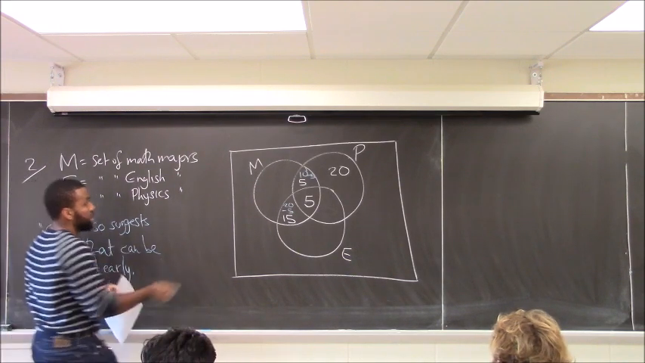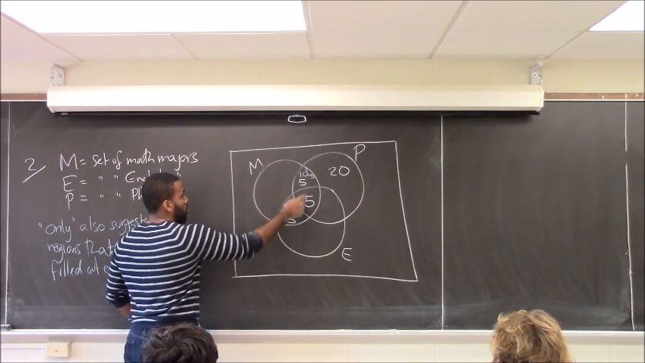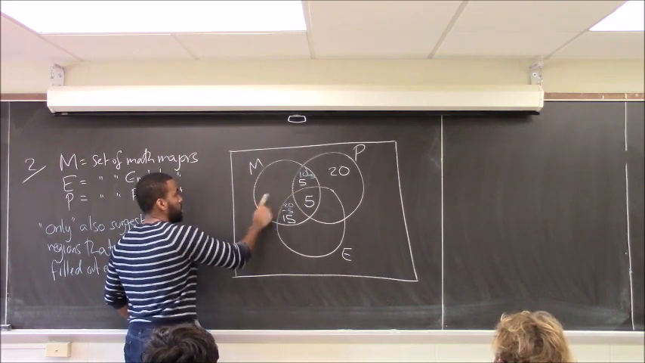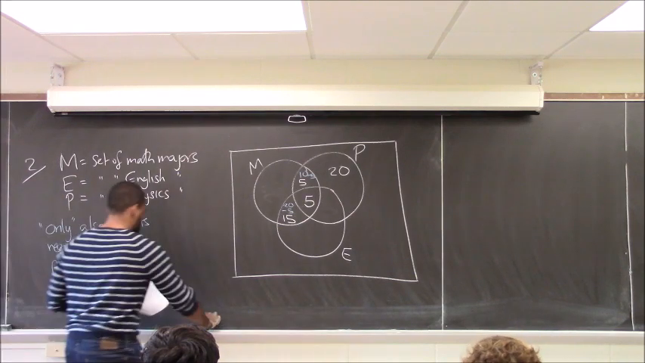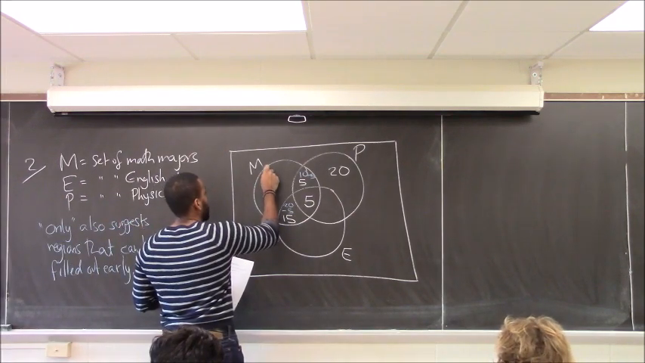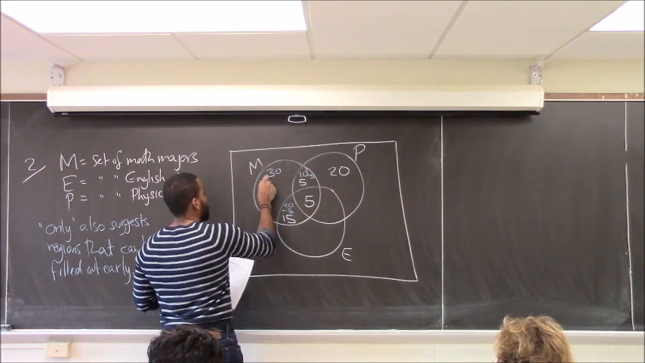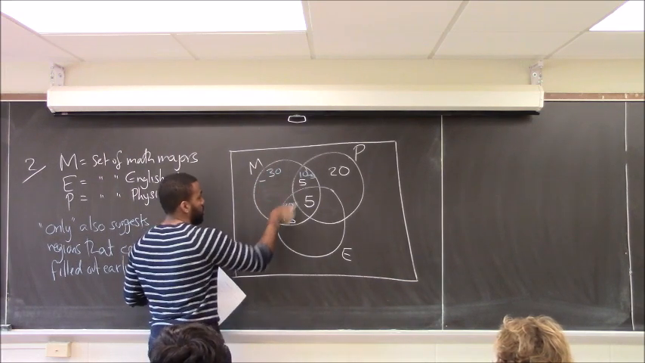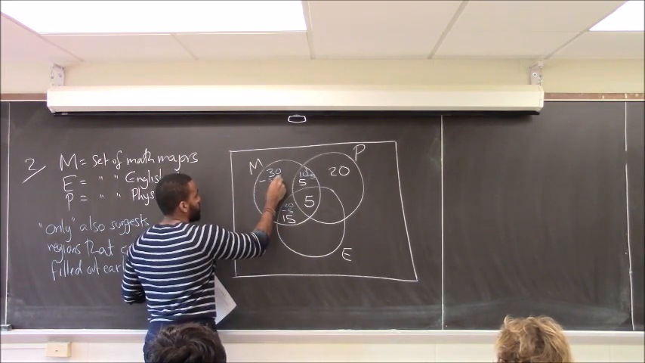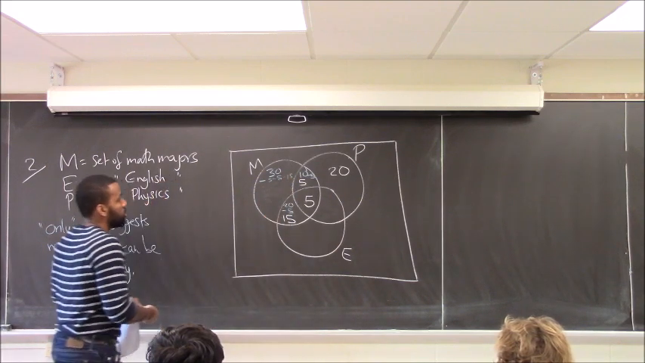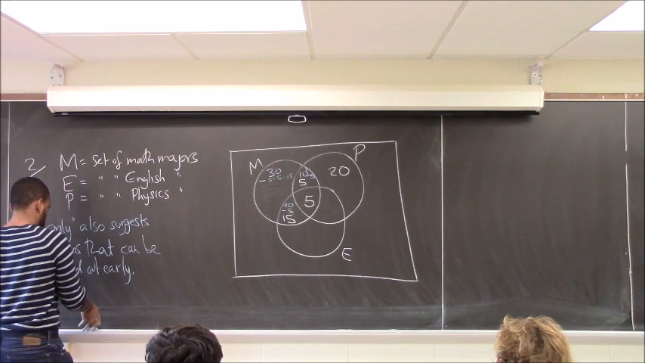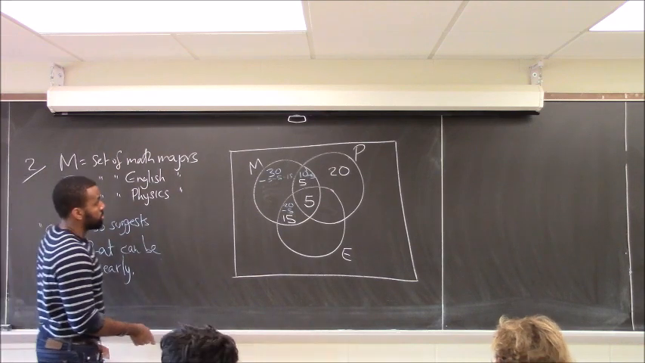Math. Notice that in the math circle, we have all spaces filled in except this space. So we know how many total major in math? Well, 30 total major in math. So this is going to be 30 subtracting all the other parts. So we've already counted for 5 over here, 5 over here, and 15 over here. So how many are left now? 5.